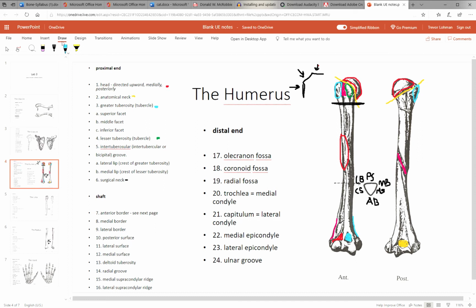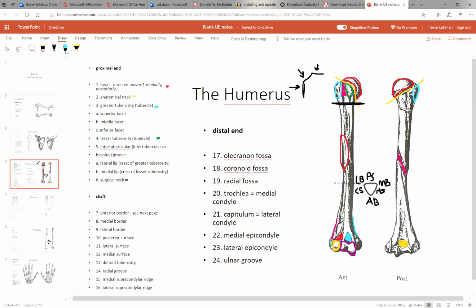And that brings us to our two condyles, which are pretty interesting looking on the humerus. We have this thing here called the trochlea, named after a spool of thread. Kind of looks like that, I guess. It's also called the medial condyle. And then right next to it, we have the lateral condyle, or the capitulum. So those are your two condyles, and then we have epicondyles.